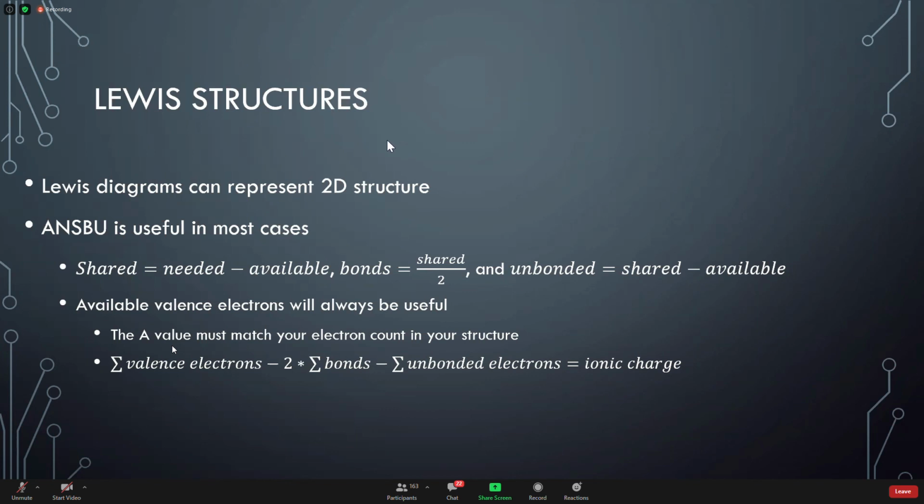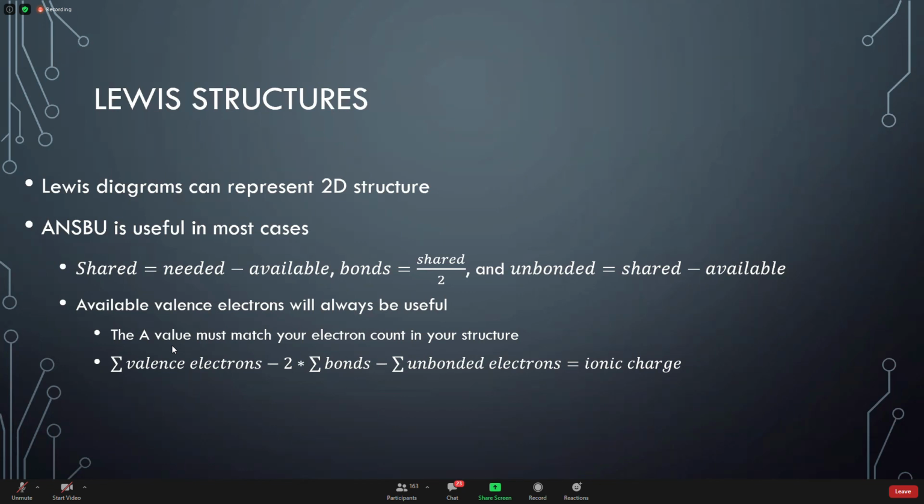Needed is how many we need to get every atom to its octet rule. This actually goes to Amanda's question a little bit. This is one of the breakdowns of ANSBU, where it doesn't do well when we are talking about things that violate the octet rule, because needed is based on getting everyone in the structure to their octet rule and not considering the fact that we might have to expand.